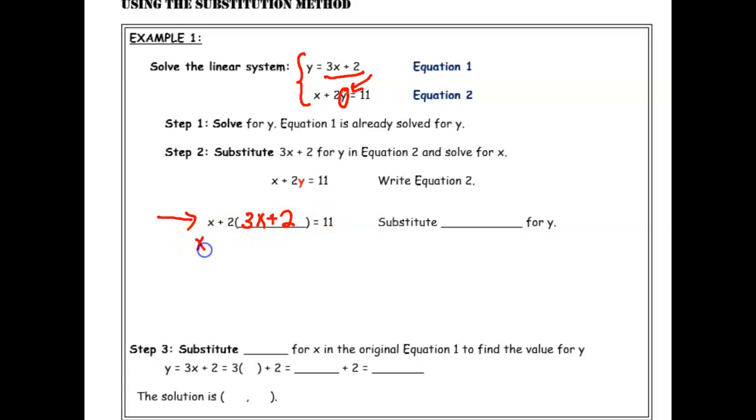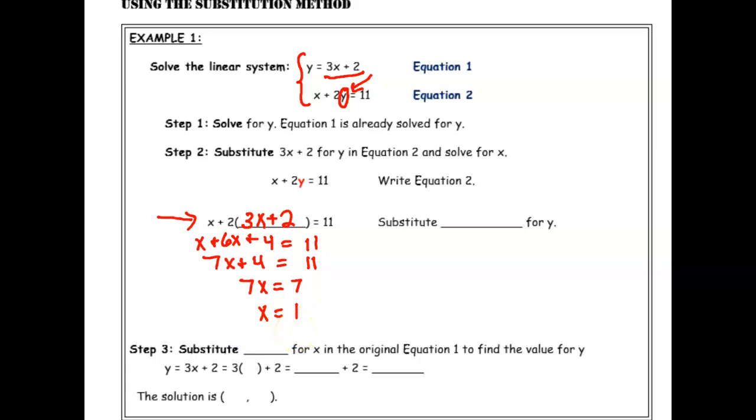We do that by distributing. So we've got 6x plus 4 is equal to 11. We combine our like terms, and now I'm just solving my multi-step equation. I bring the 4 to the other side, so 7x is equal to 7. Then I divide by 7, so x is equal to 1. At this point, you should know how to solve a multi-step equation. So now we've solved for x.